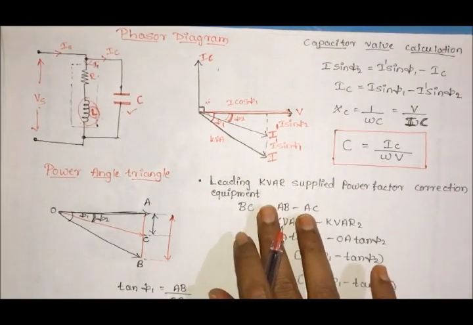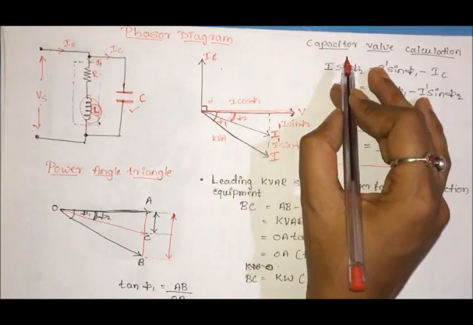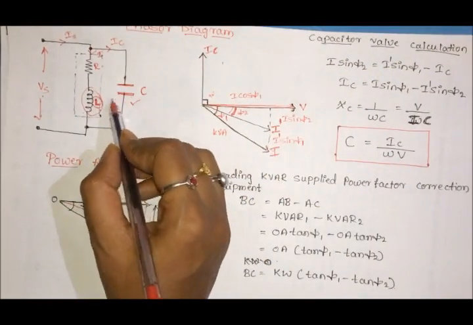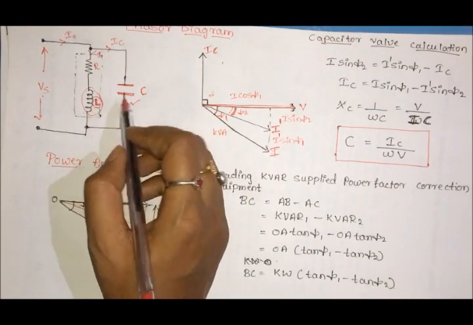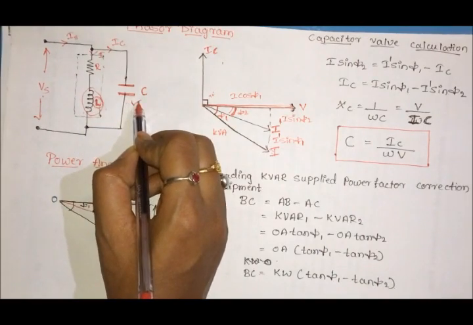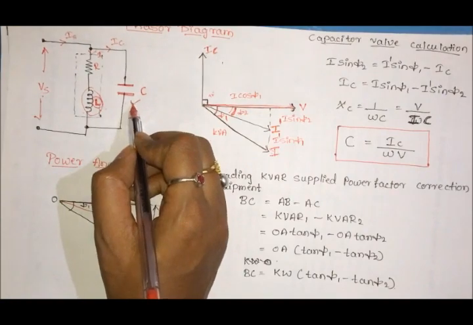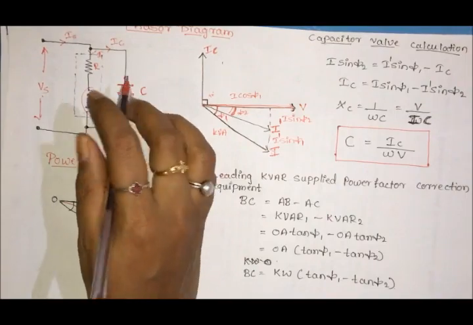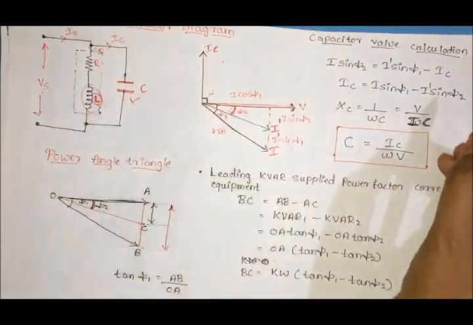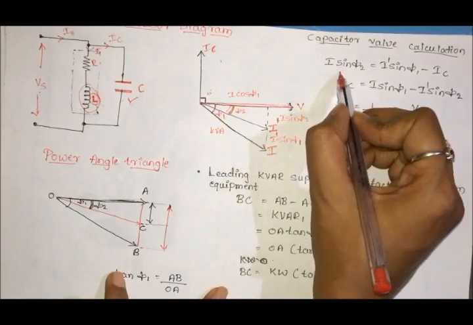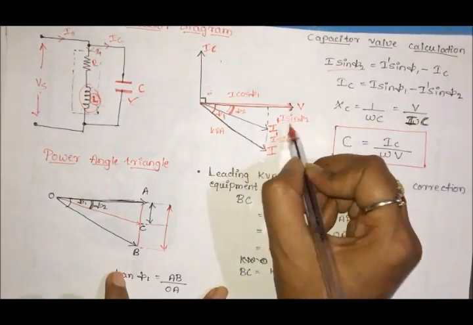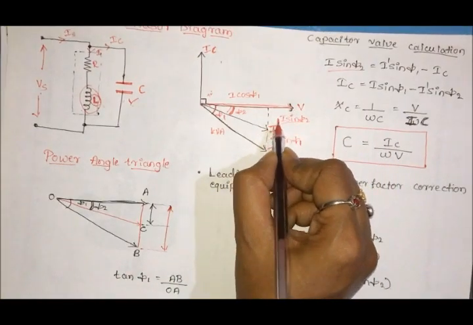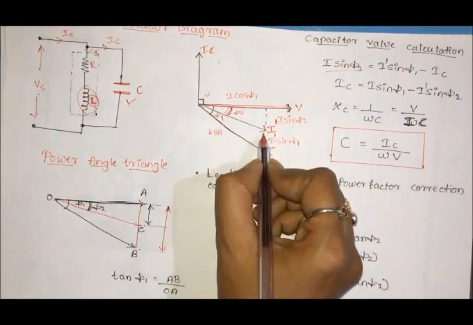Next, we need to calculate the capacitor value. We can't simply connect any capacitor to the inductor. We need to calculate the rating of the capacitor first. So how do we calculate this capacitor value? This is I sin phi 2. From this phasor diagram you can see the resultant current we get after connecting the capacitor.